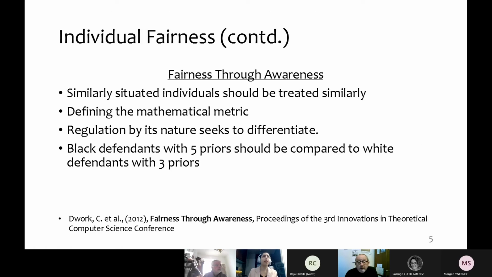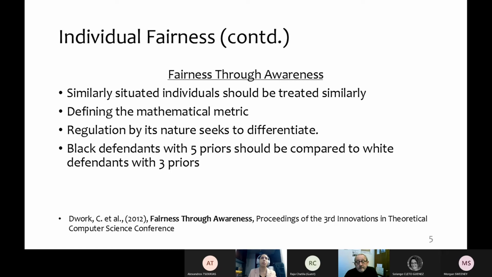A more developed notion of individual fairness is fairness through awareness. This one was introduced in a paper by Cynthia Dwork and colleagues from 2011. Disclaimer, I do work with Cynthia at Harvard. And the idea of this notion is not to treat everyone equally, but to treat those that are similarly situated equally.